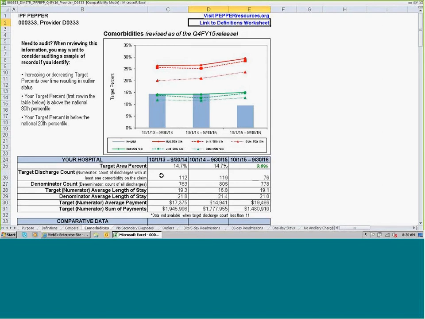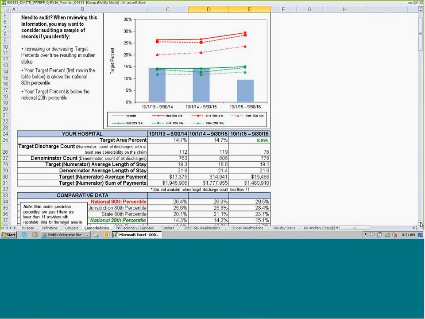Here we'll see the numerator count. Then we'll see the denominator count. We include the average length of stay for the numerator discharges as well as for the denominator discharges, the average amount of Medicare reimbursement for the numerator discharges, and the total amount of Medicare reimbursement for the numerator discharges.